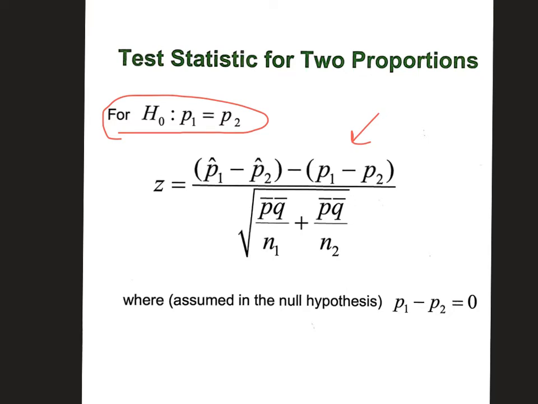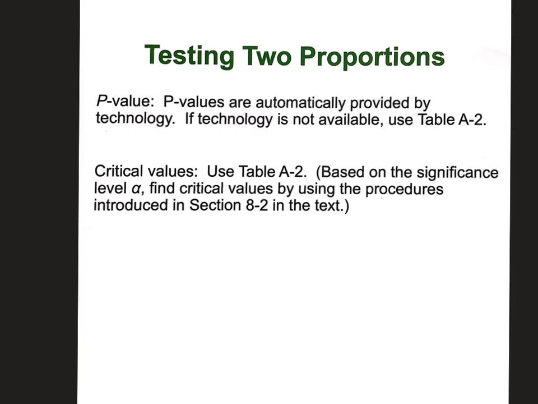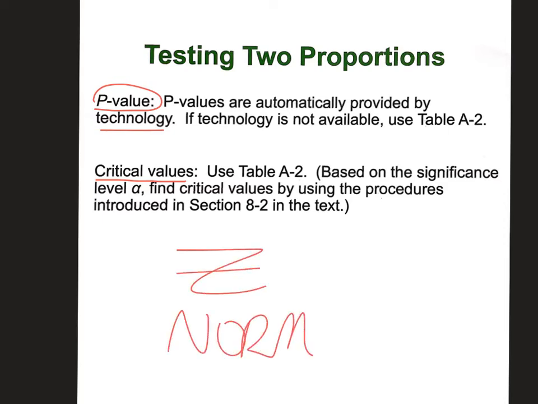Now, if we assume that these two are equal to each other, that means when I do this part right here, P1 minus P2, if they're equal, that's going to give me 0 every time. So really, that's going to be the numerator, and that's going to be the denominator. We're still going to use p-values, and we're going to get those by technology, thank goodness. Critical values, we're going to do that too. And because we're doing proportions, we're going to use z's. We're going to use the normal distribution because we're back to doing proportions again.